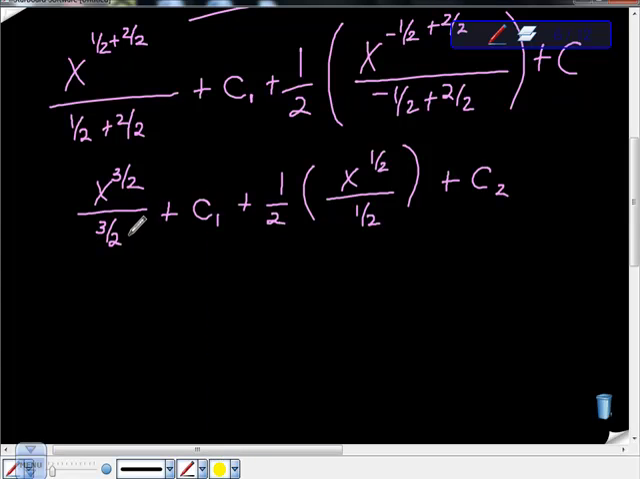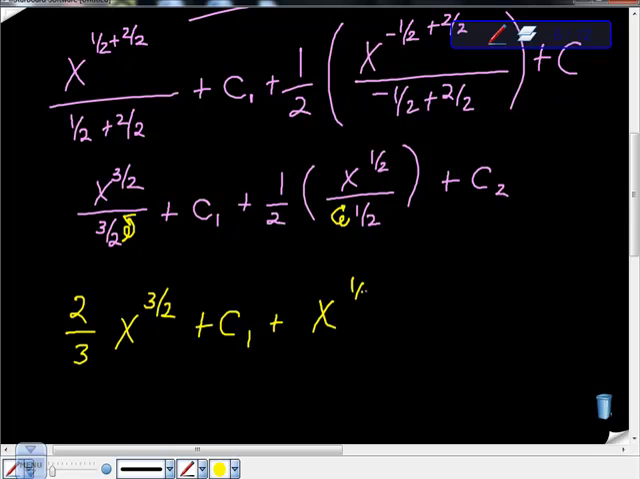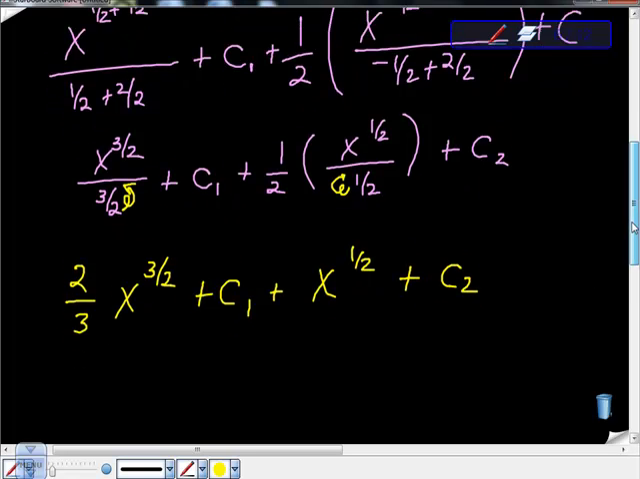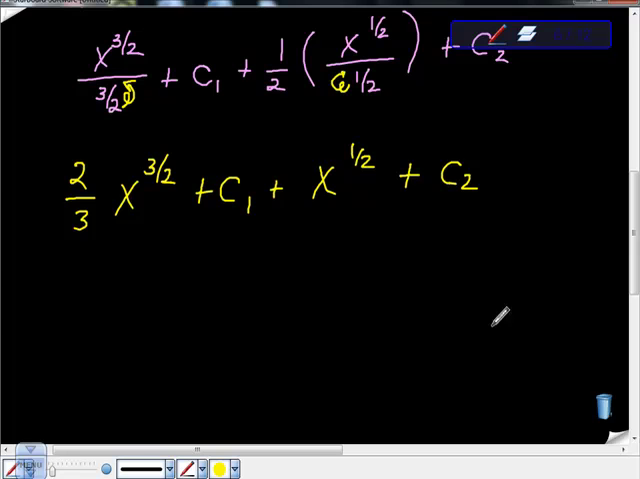Remember, this is a complex fraction. So this 3/2 comes up as 2/3. 2/3 x to the 3/2 plus c sub 1. This comes up, right, as its reciprocal. So 2 times 1/2 is just 1. So we get x to the 1/2 here, don't we? Plus c sub 2. Your professors are especially jerks about these pieces here.